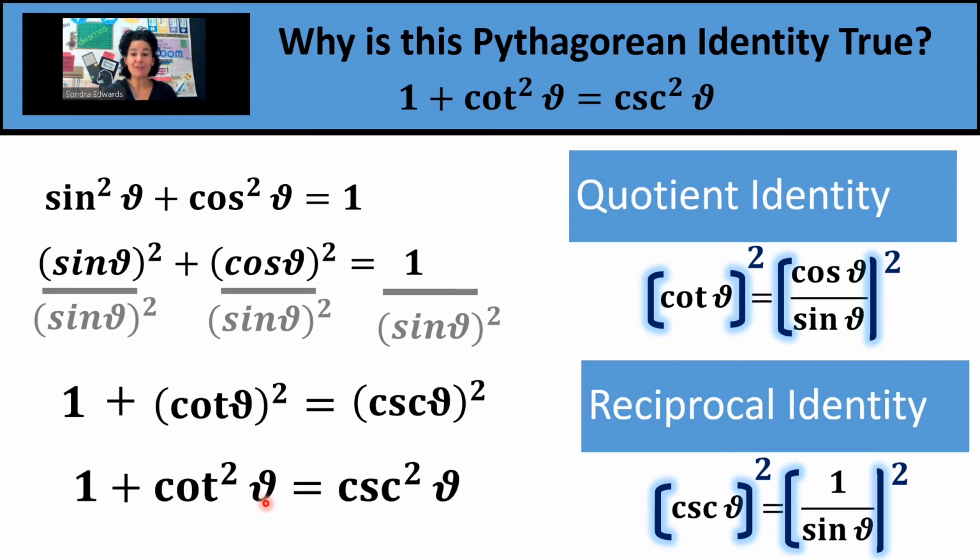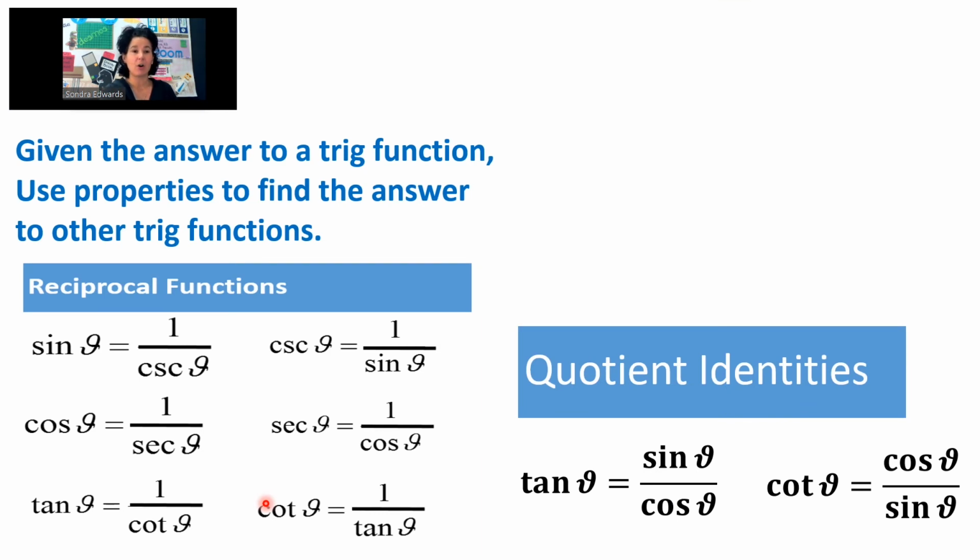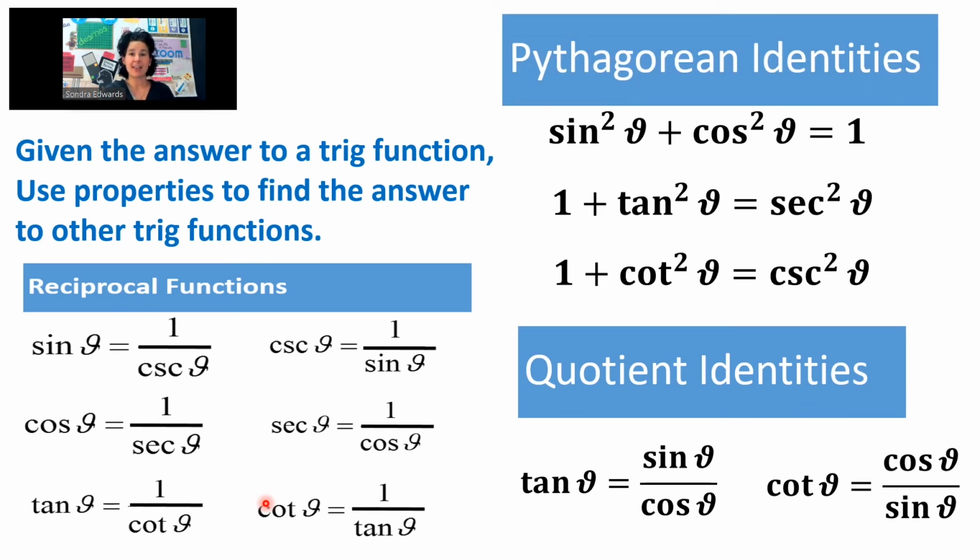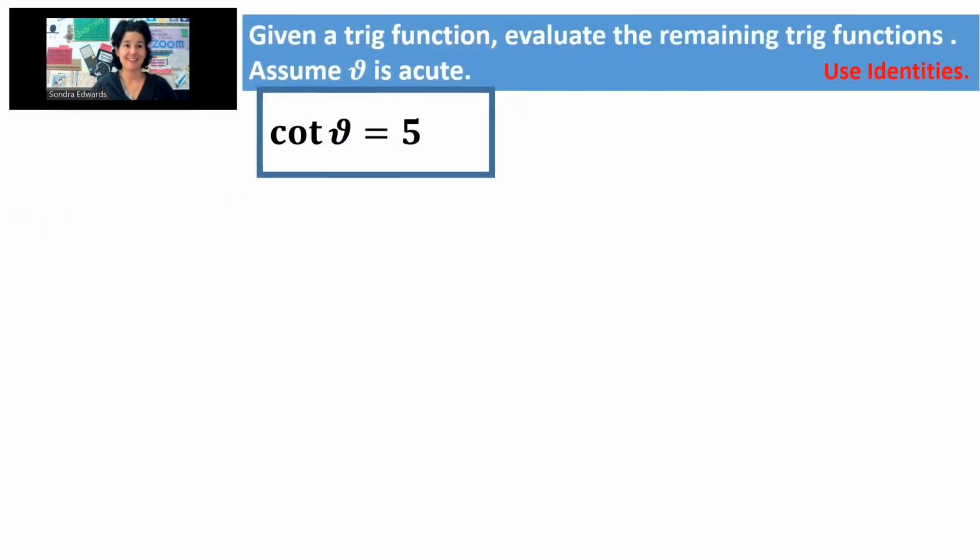Okay, now that we finally have our old identities that we knew, and then also we've added on these Pythagorean identities, let's go ahead and use these identities to find the answer to a whole bunch of trig functions given just the answer to one trig function. In this problem, we would like to find the other 5 trig functions of theta. We're starting off knowing that the cotangent of theta is equal to 5. We're going to use the identities to find all of the other ones.